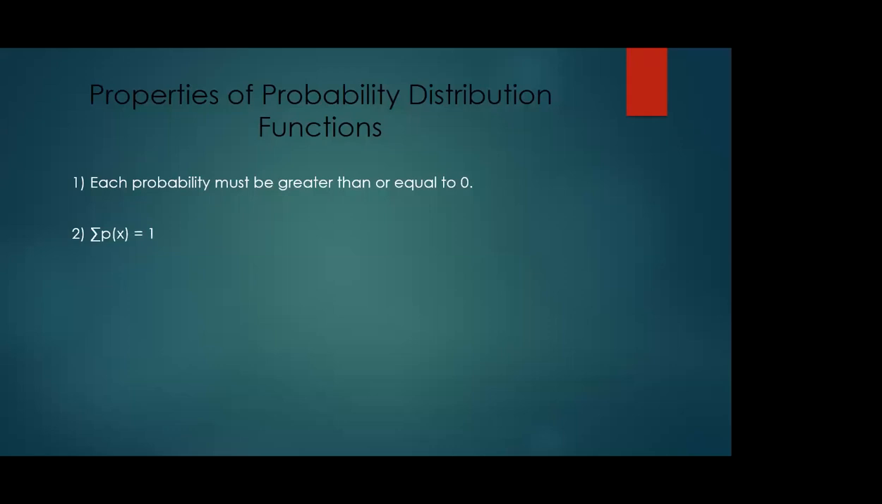Secondly, the sum of all probabilities. We know that all probabilities must sum to 1. So when you have a distribution or anything, all your probabilities must be equal to 1.